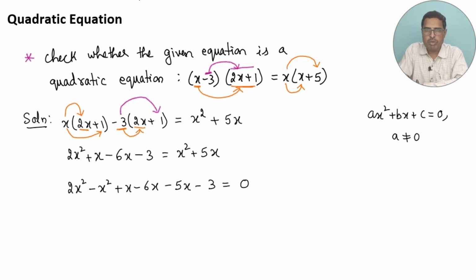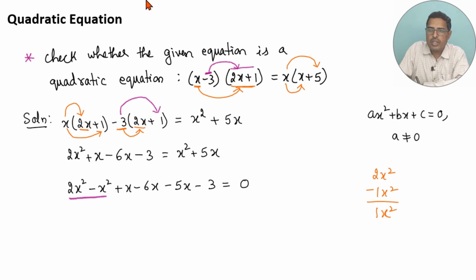Now let us further simplify this. We can group the like terms. 2x² minus x². Minus of x² means minus 1x². It is just normal subtraction. 2 minus 1 will be 1, and this x². So 2x² − x² will be 1 times x², or 1 times x² can be just written as x².